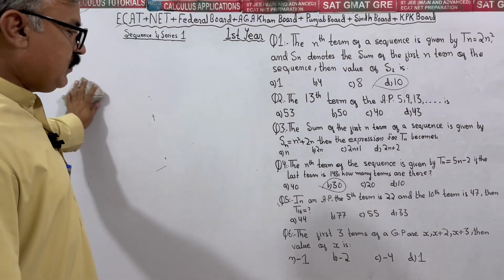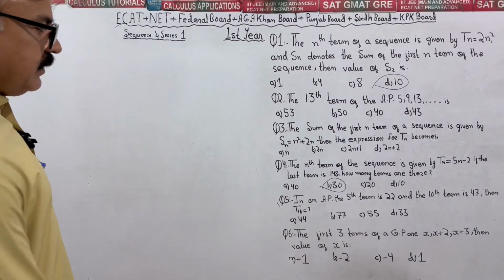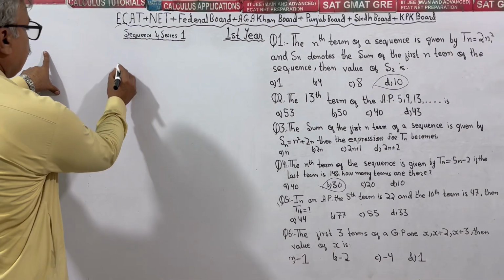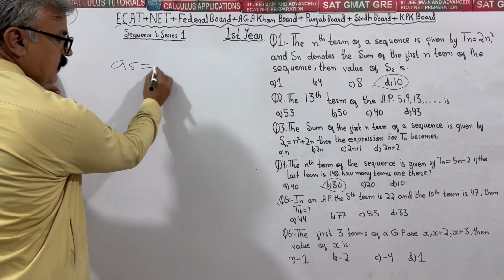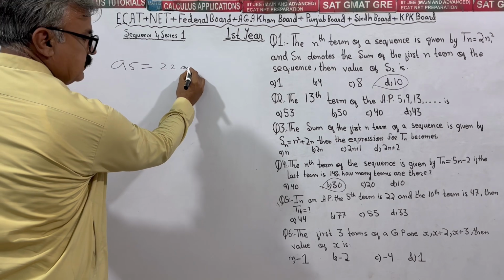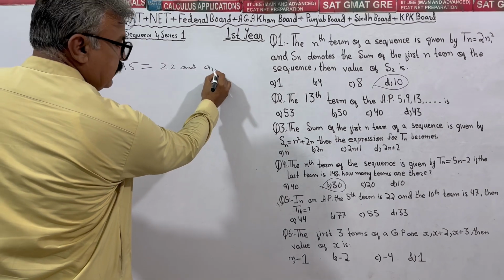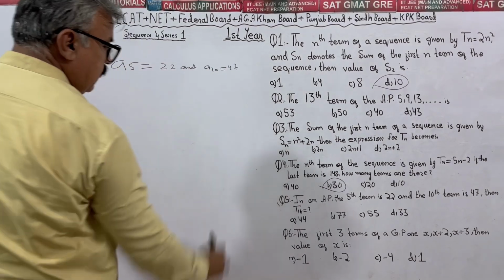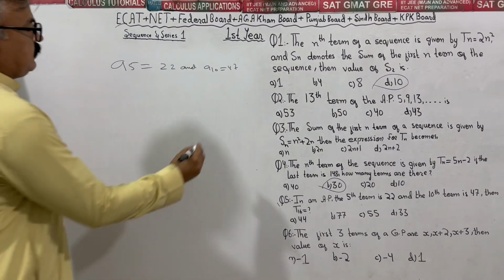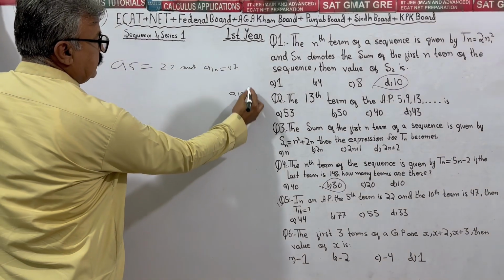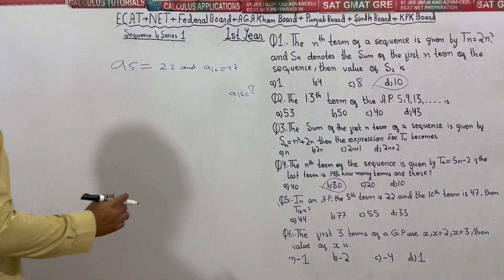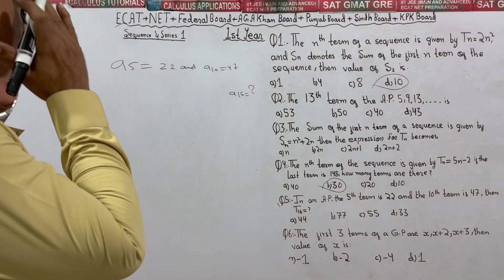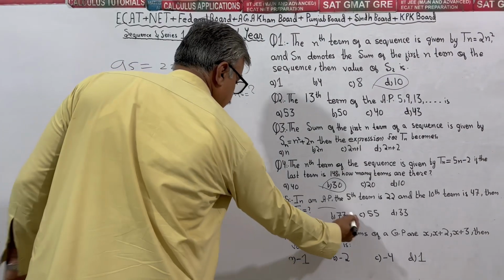We are given that the 5th term is 22 and the 10th term is 47, and we need to find the 16th term. T16 or A16, it's okay. It's given to us that it is arithmetic. It's mentioned. Okay, cool.